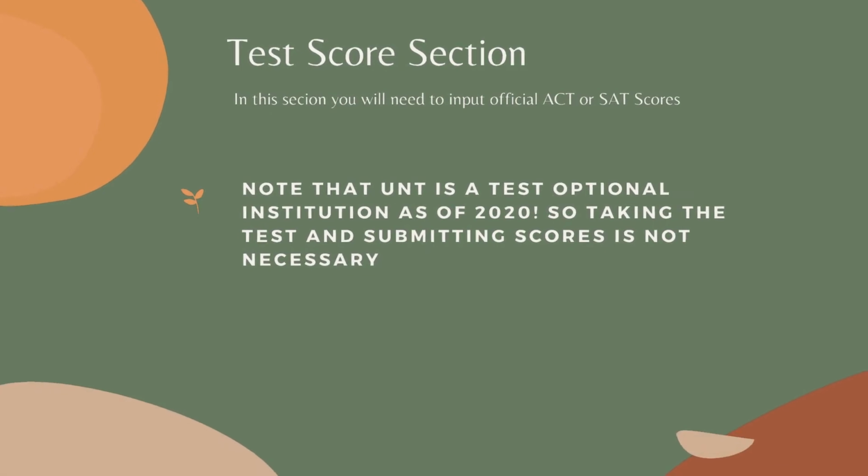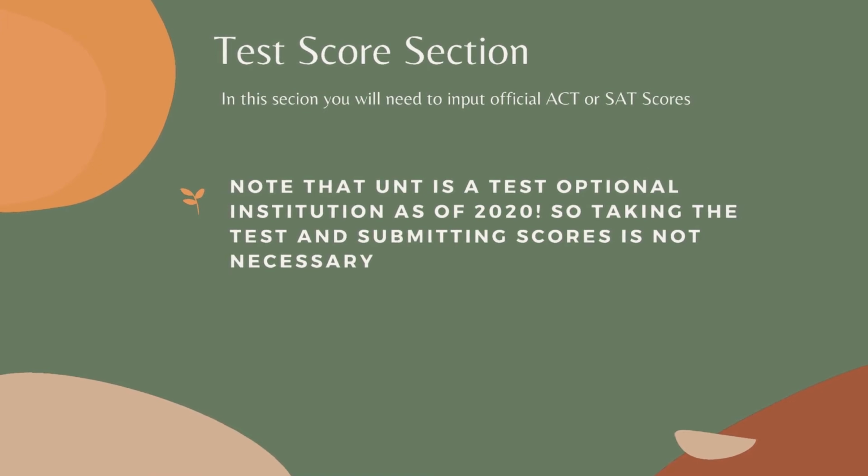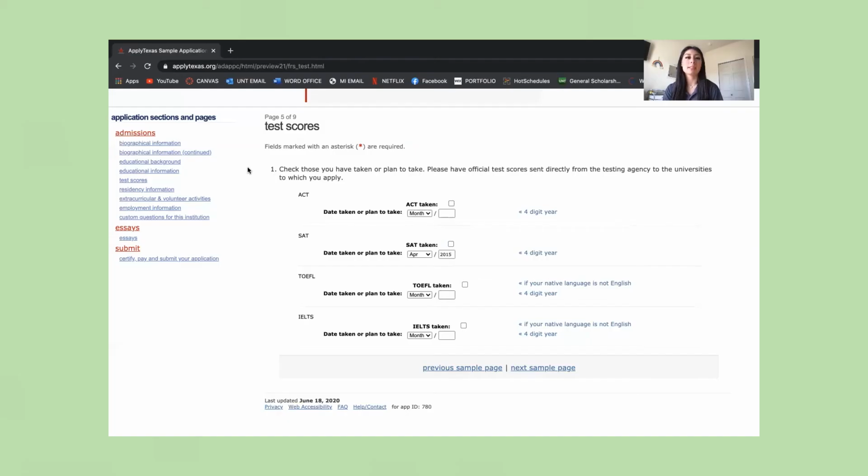So for this section, you're going to put in your test scores for any ACT or SAT tests you have taken. UNT is a test optional institution, so I'm guessing that now with that change, if you are not going to turn in any of those test scores, you can just go ahead and skip this page without clicking any of these options here. And if you have, you can go ahead and click these and input your scores. Let me just tell you, make sure these scores are accurate if you are going to input any information, because UNT will check your scores with College Board. So just a heads up for that.